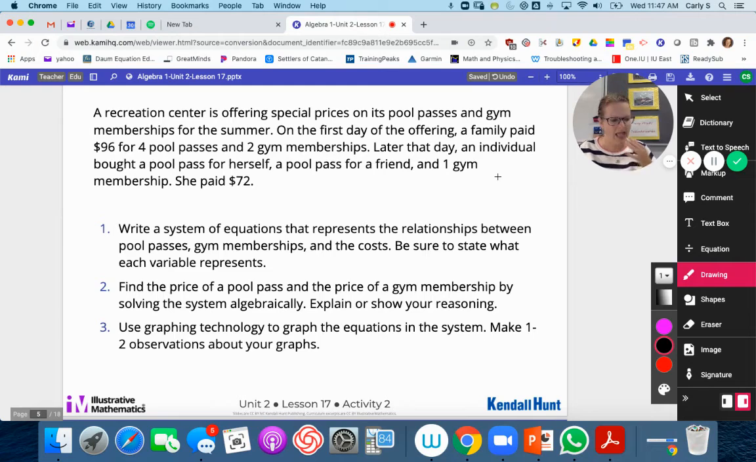All right, so here. A recreation center is offering special prices on its pool passes and gym memberships for the summer. On the first day of the offering, a family paid $96 for 4 pool passes and 2 gym memberships. Later that day, an individual bought a pool pass for herself, a pool pass for a friend, and 1 gym membership. She paid $72.